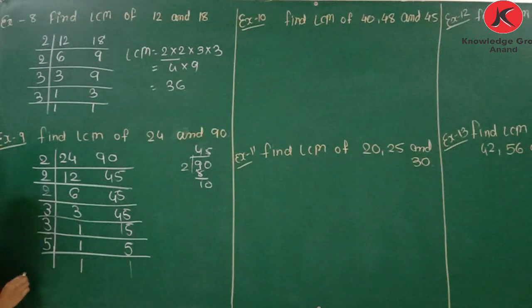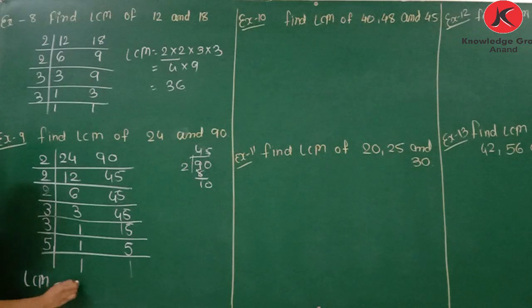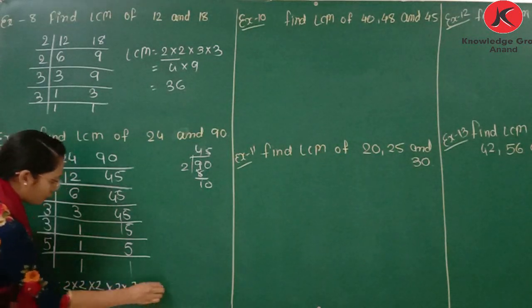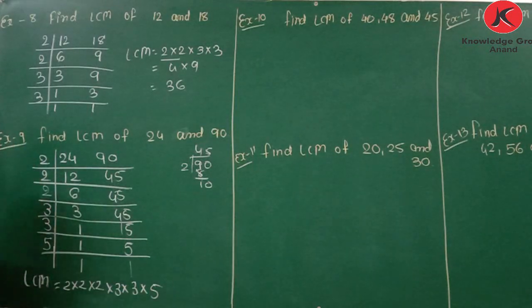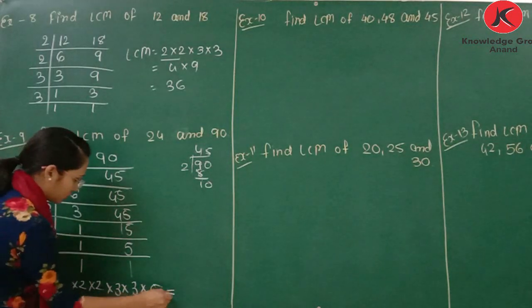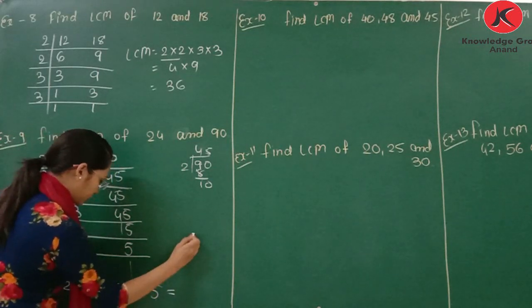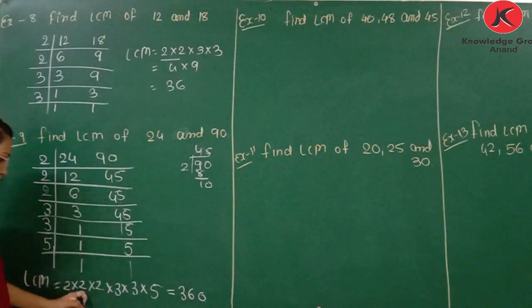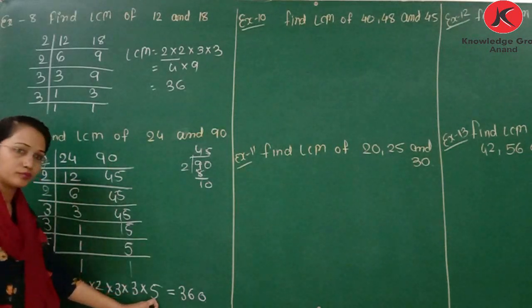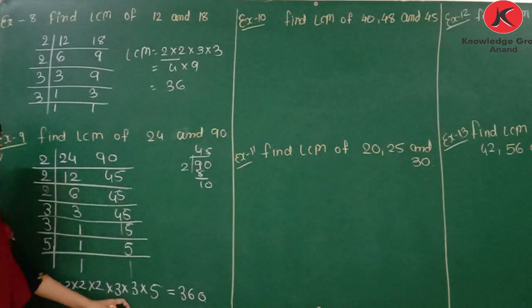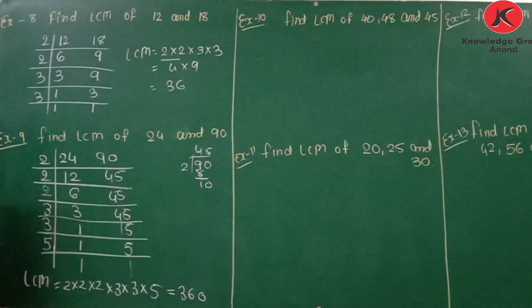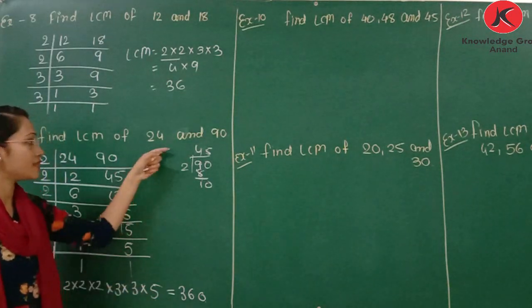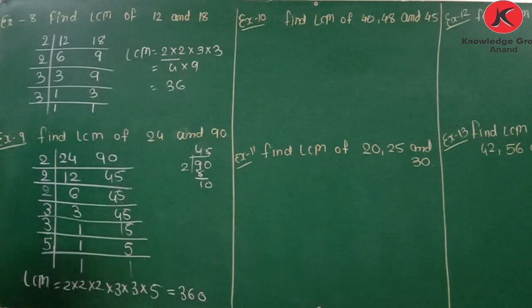So what are the factors in the LCM? 2 multiply 2 multiply 2, 3 multiply 3 multiply 5. You need to perform the multiplication of this. If you perform the multiplication, 2 2s are 4, 2 4s are 8, 8 5s are 40, 40 9s are 360. So LCM will be 360. It means 360 is the smallest number that is divisible by 24 and 90.